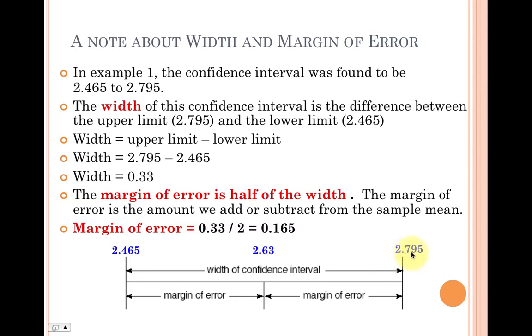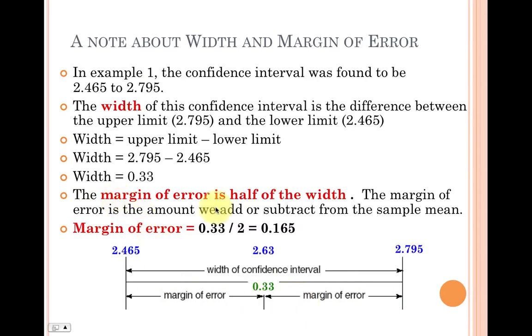The distance between the lower and the upper, which is found by simply subtracting the upper minus the lower, is what we call the width. So if we subtract 2.795 minus 2.465, we get 0.33, and that is the width of the confidence interval, 0.33.